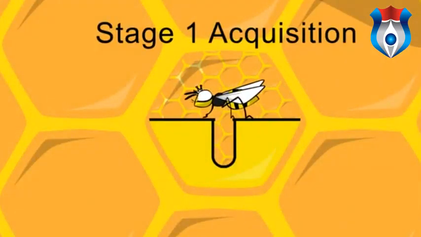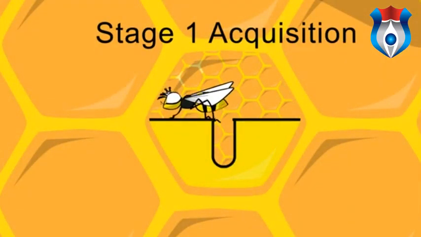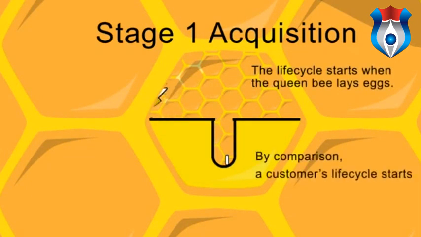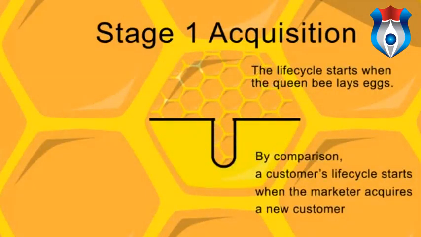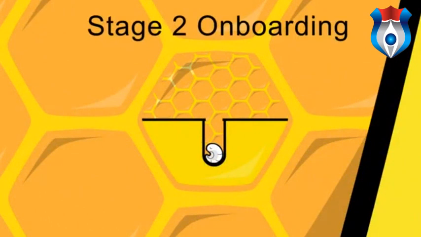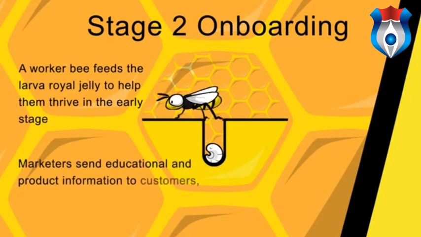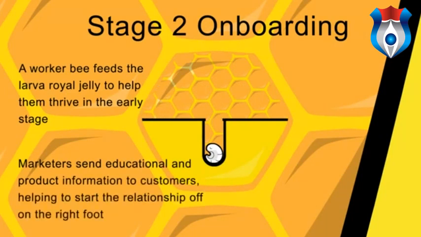Stage 1. Acquisition. The life cycle starts when the queen bee lays eggs. By comparison, a customer's life cycle starts when the marketer acquires a new customer. Stage 2. Onboarding. A worker bee feeds the larva royal jelly to help them thrive in the early stage. Marketers send educational and product information to customers, helping to start the relationship off on the right foot.